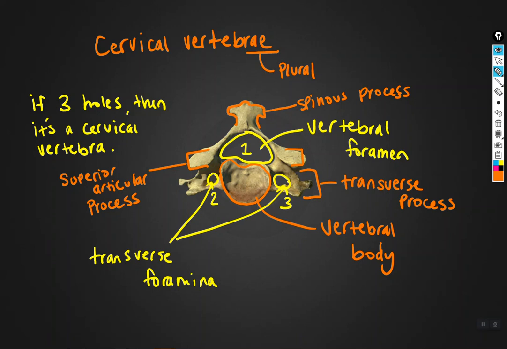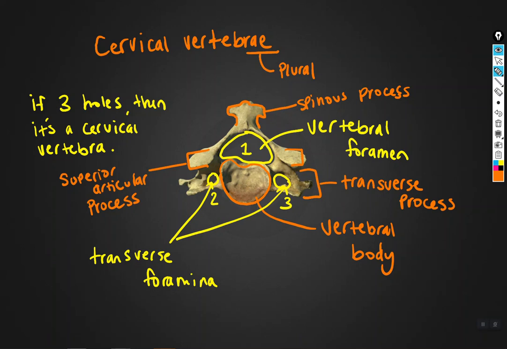So superior because it's at the top, so we're looking down on this vertebra from the top. Articular means this is the part of this vertebra that articulates or forms a joint with its upstairs neighbor. And process just means a bony extension or projection, something that sticks out. So superior articular process literally describes its position on the vertebra, its purpose, articulation, and the type of bony feature it is. That's handy. So that's the features that you can see from the superior view.